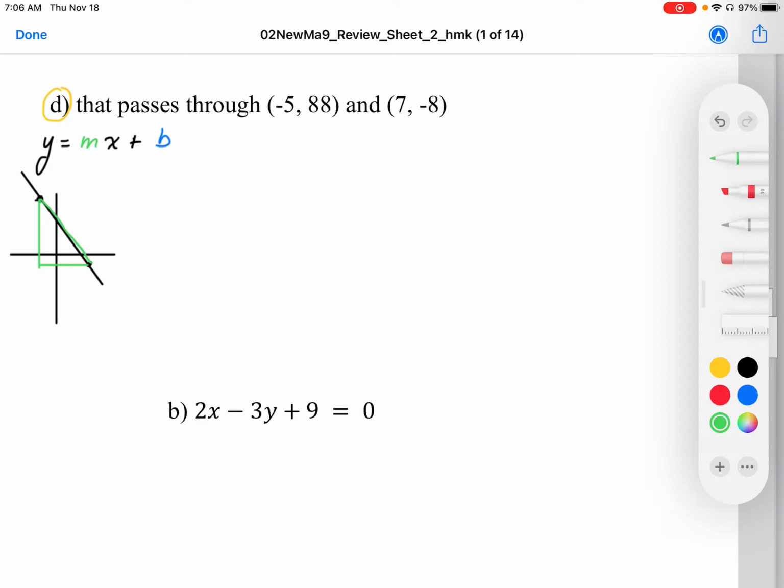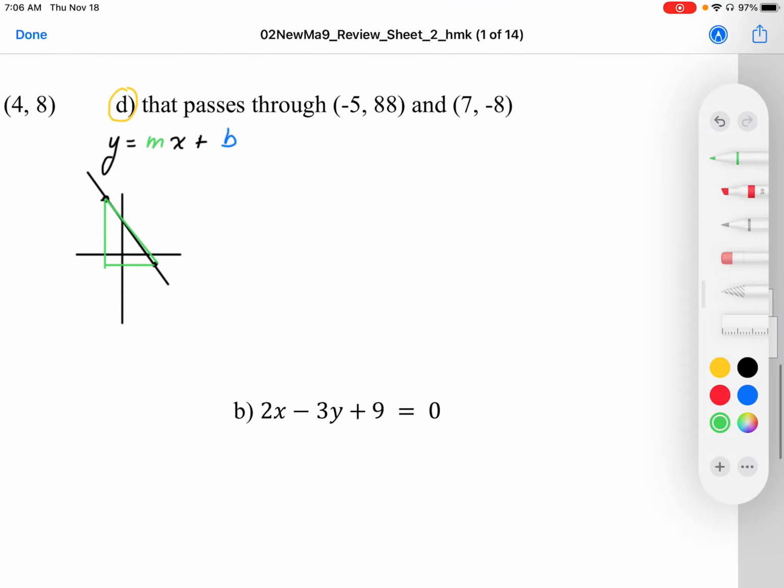We're going to have our slope triangle here, and using that slope triangle, we're going to work out the slope value. So we need to first find out the change in y. The change in y is going to be the difference between those 2 points. I'm going to do negative 8 minus 88, and that gives me negative 96. So what that means is, from left to right, I've gone down 96.